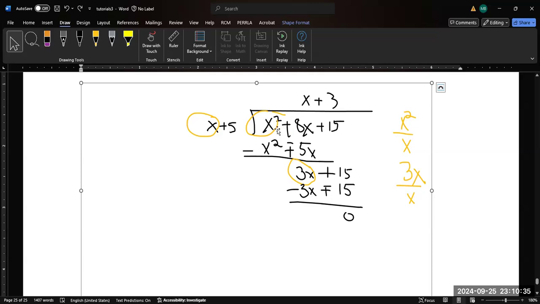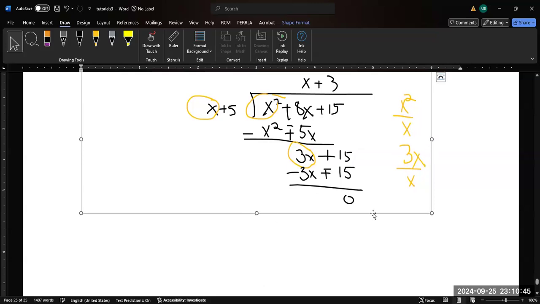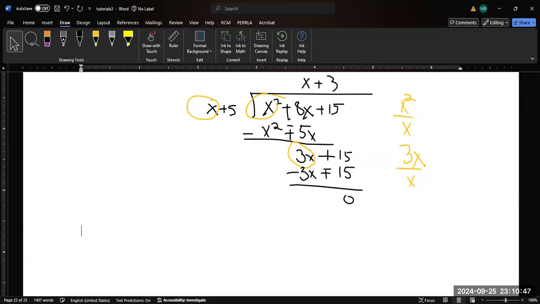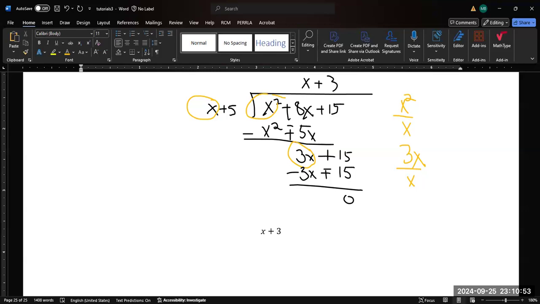The factors of x squared plus 8x plus 15 are x plus 5 and x plus 3. Because I got a 0 remainder, I know that these divide evenly. And so my result is just x plus 3, with, again, no remainder. I don't have to write any remainder after that.